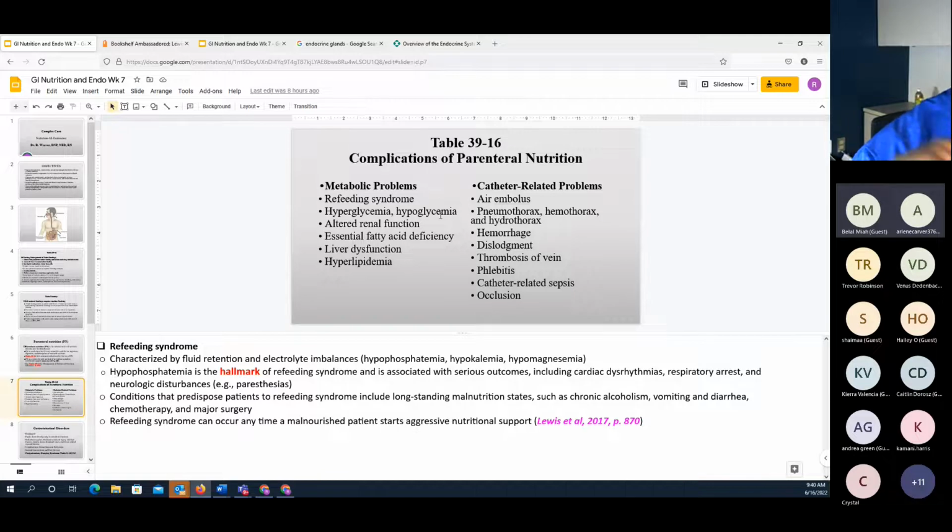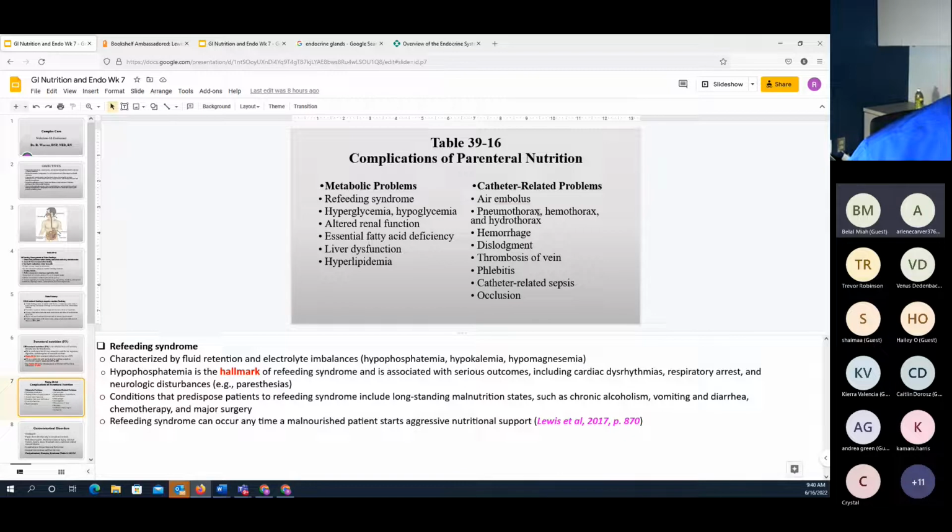So the glucose and the lipids allow the body access to an available fuel source, and because we're trying to spare the amino acids, we need the amino acids to help the patient heal. And then these are some of the catheter-related problems. So just take a look at that.